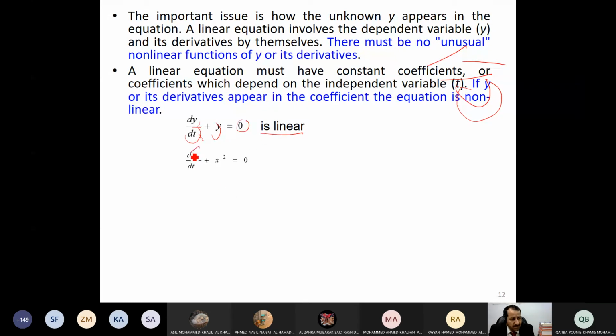Now, here the variable is x, not y. Differentiating with respect to t is okay, it's fine, nothing wrong here. But the variable x is raised to power 2, no, this is non-linearity. So I say this is non-linear.